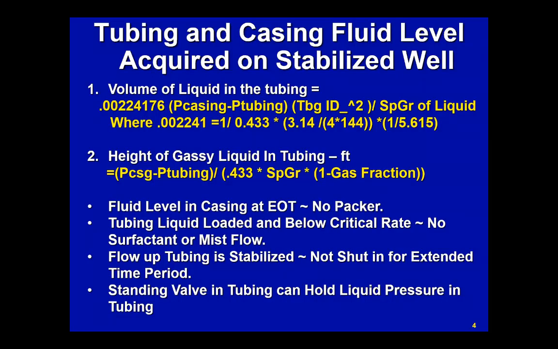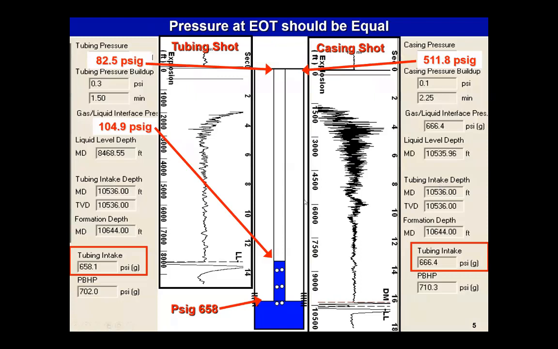The difference between tubing and casing pressure determines the amount of liquid in the tubing. I don't want to bore you with some equations, but when you shoot down the tubing, what you're expecting to see is some liquid column in the tubing if your tubing pressure is less. So in this example here, tubing head pressure was 82 PSI. Casing head pressure is 511 or 512 PSI. So there's a big differential pressure here. Well, the difference in here is that you have tubing fluid. You have liquid in the tubing.